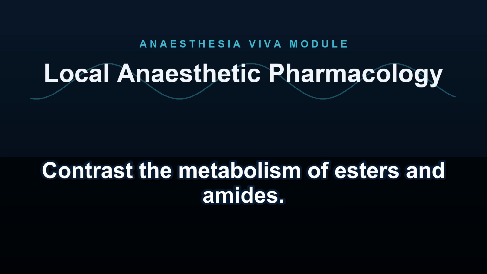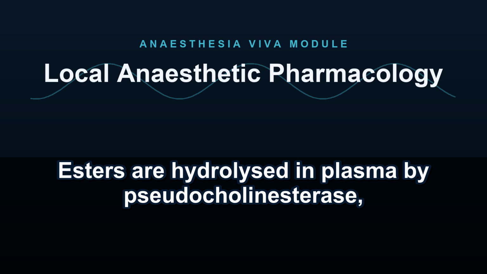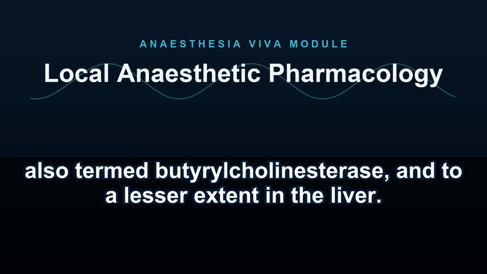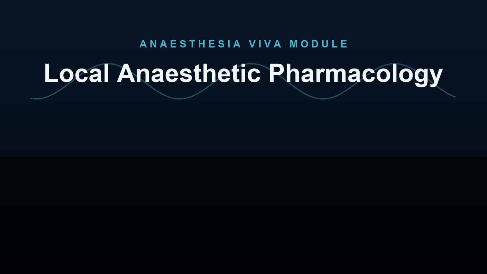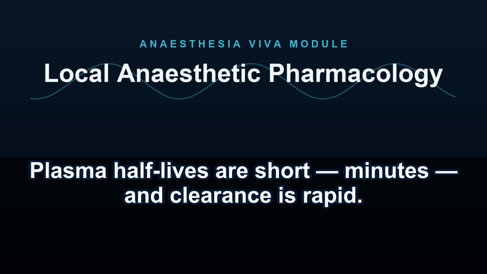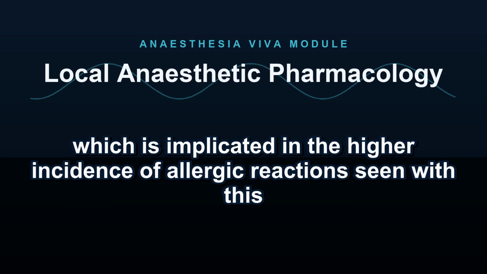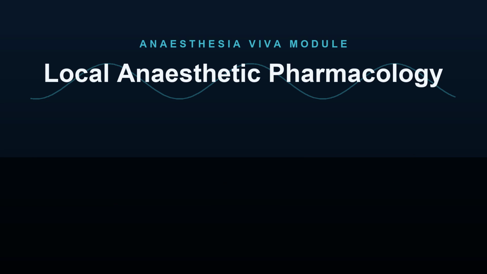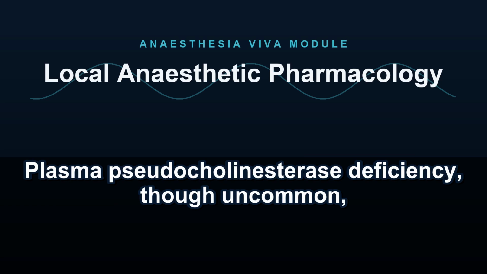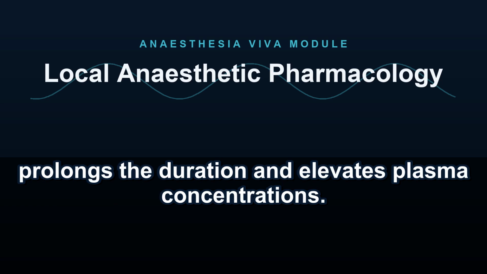Contrast the metabolism of esters and amides. Esters are hydrolyzed in plasma by pseudocholinesterase, also termed butyrylcholinesterase, and to a lesser extent in the liver. Plasma half-lives are short, minutes, and clearance is rapid. One metabolite of several esters is para-aminobenzoic acid, or PABA, which is implicated in the higher incidence of allergic reactions seen with this class. Plasma pseudocholinesterase deficiency, though uncommon, prolongs the duration and elevates plasma concentrations.